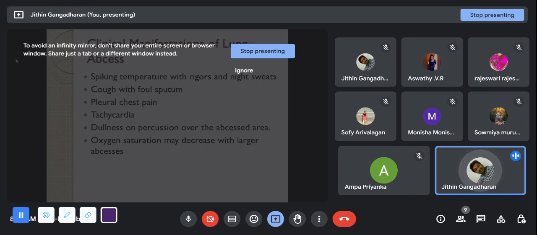What is lung abscess? It's just an abscess inside the lung tissue. Okay, so there will be a cough and the sputum will be foul smelling.